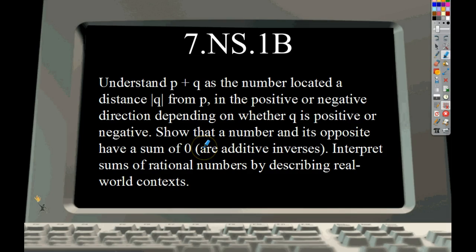I want you to write down additive inverse, and then I want you to write the definition for it: it means a number and its opposite that add to 0. Okay, so additive inverses are a number plus its opposite that add to 0. Okay, one more time: an additive inverse is a number and its opposite that add to 0.